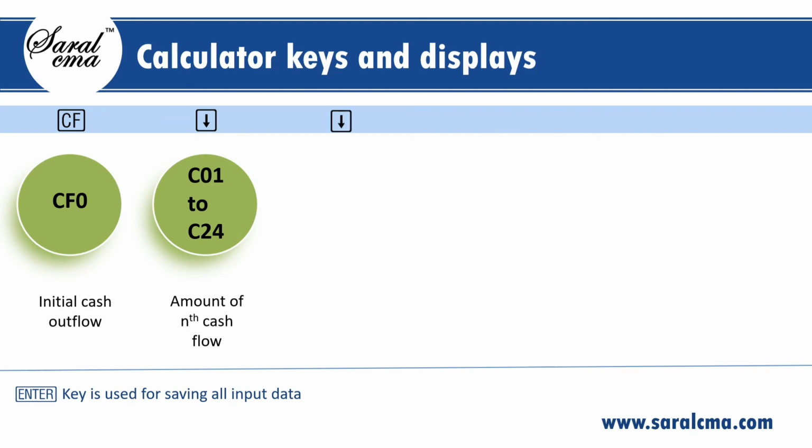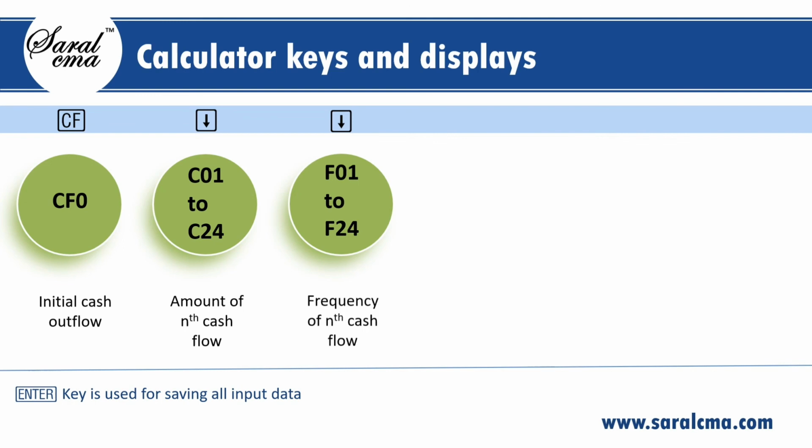When down arrow key is pressed again, the display panel will show any one of a range of abbreviations from F01 to F24. F represents frequency. One needs to input and save the consecutive frequency of the relevant cash flow amount here. The maximum value of the frequency of consecutive cash flow that can be input into the calculator for one group is 9999.